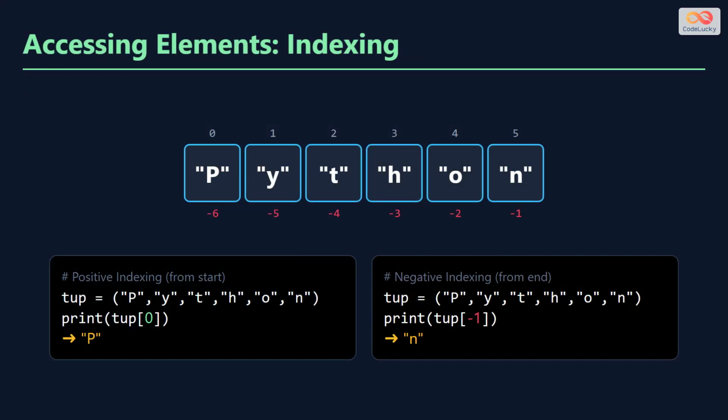Accessing data in a tuple works exactly like it does in a list. We use zero-based indexing. For example, index 0 gives you the first element. You can also use negative indexing to access items from the end. Index -1 gives you the very last item. This makes retrieving data intuitive if you are already familiar with other Python sequences.